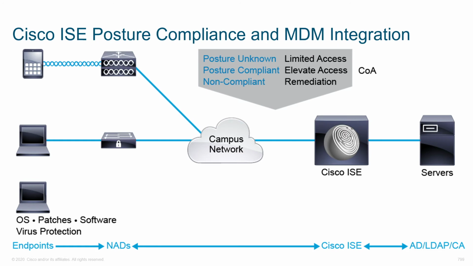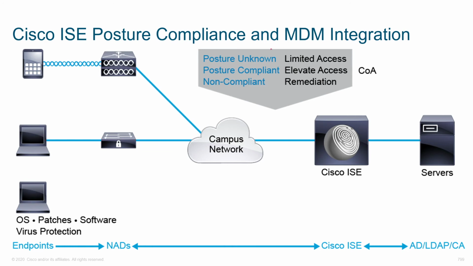Cisco also has support for posture compliance. That means we can check the endpoint and say, what operating system level are you at? What patches do you have applied? What antivirus do you have enabled? Do you have a software firewall turned on? And we can check, and if they have those things enabled, let them in. If they don't, we could reject them. And with the right licensing, you can even remediate.